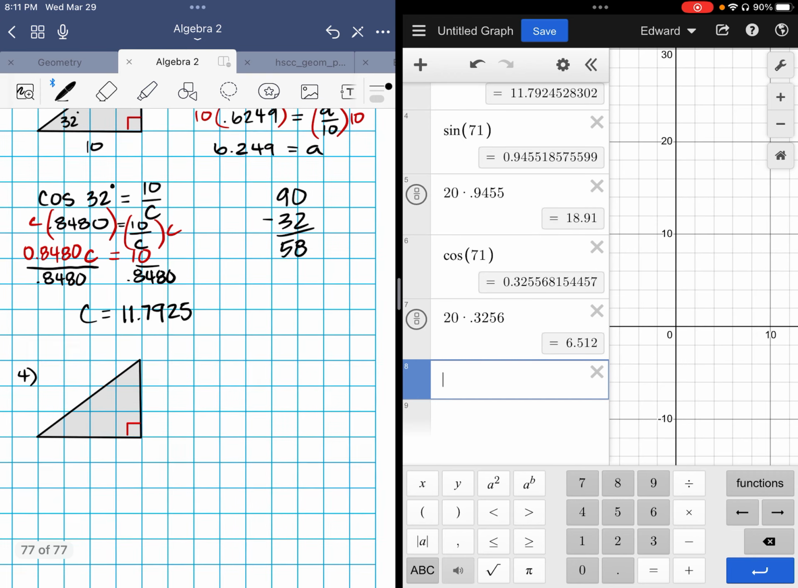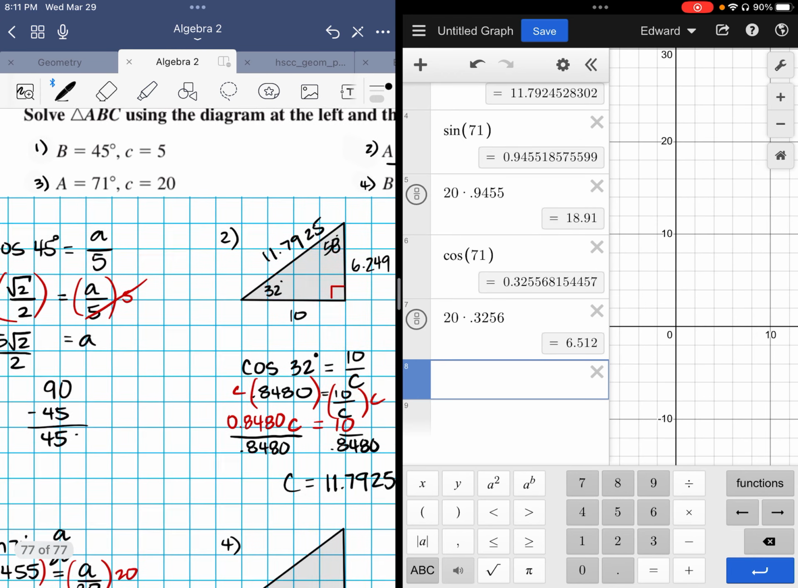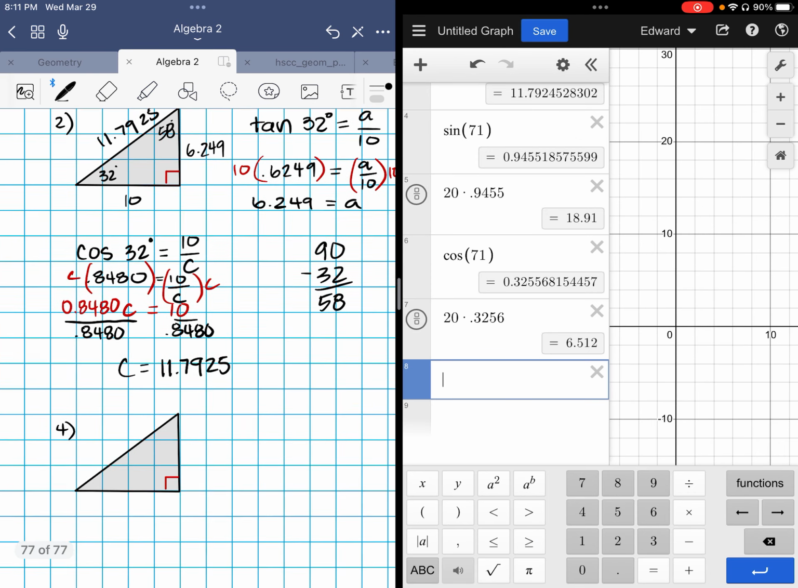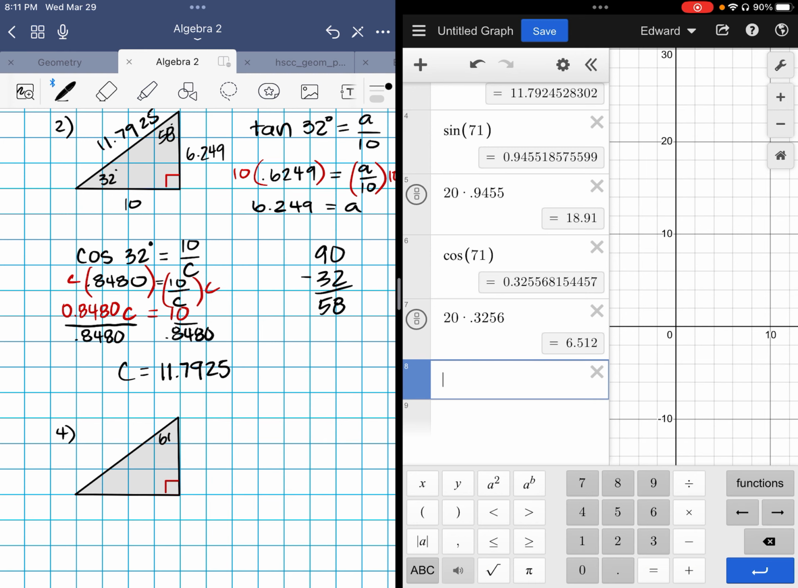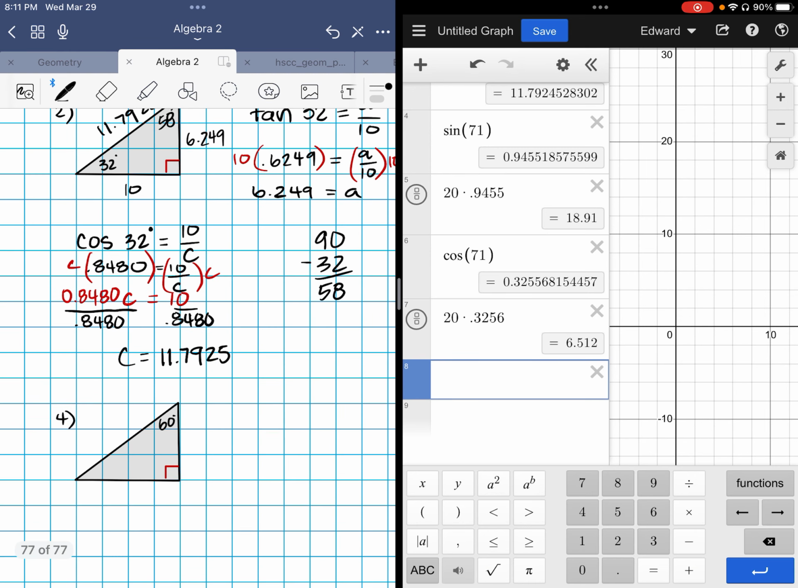What we're going to do is we're going to solve our last triangle, triangle 4, where side B is 60 degrees. Let's go take a look at that triangle. What is it going to look like? So B is up in the top right-hand corner. So we'll put the 60 degrees up here. And then we also have the A is 7. So that's going to give us the 7 right here. B is right here. And C, the hypotenuse, is there.